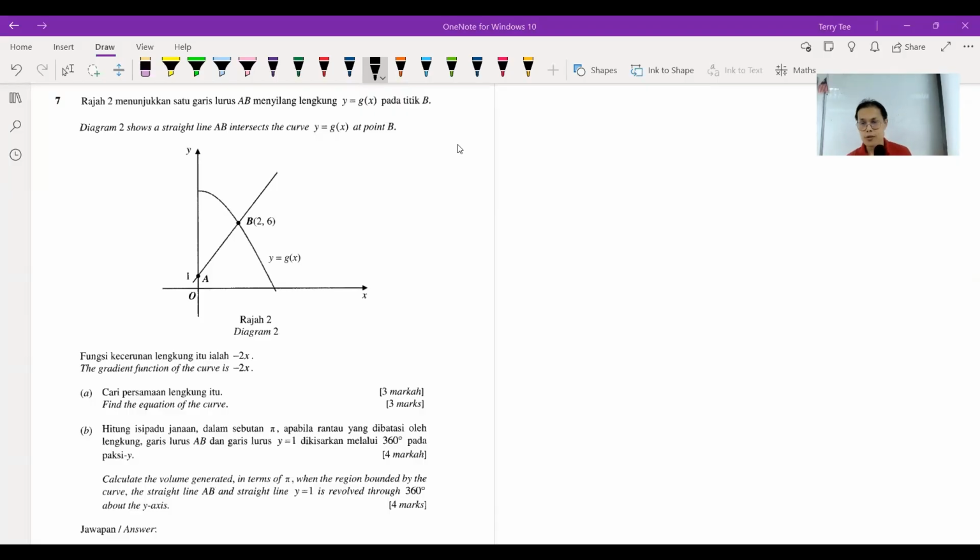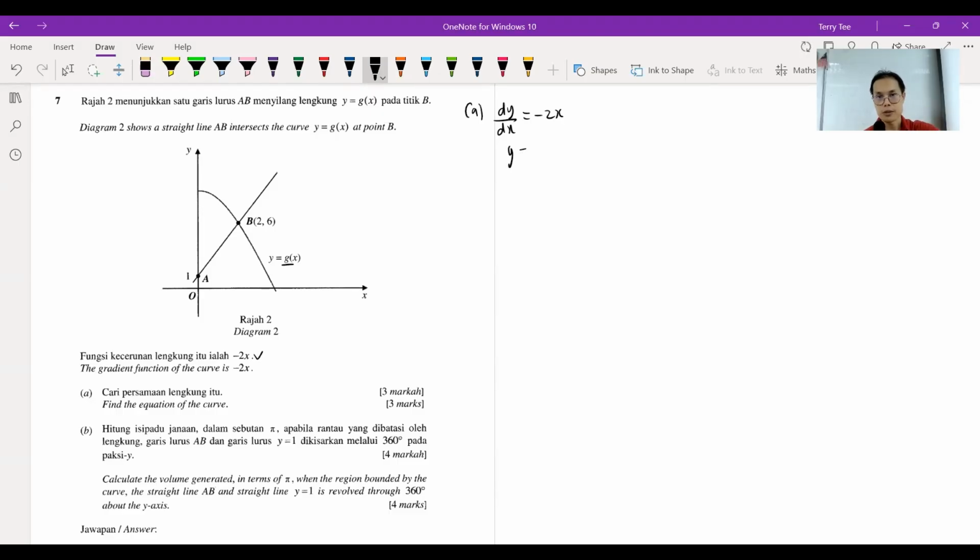Okay, the next one is from the chapter integration, Pengamiran. So Rajah 2 menunjukkan garis lurus AB menyilang lengkung y equals to g(x) pada titik B. Fungsi kecerunan lengkung is minus 2x. Okay, fungsi kecerunan is your dy/dx. The gradient function is negative 2x. Cari persamaan lengkung. So to find the equation of the curve, you need to integrate your y.